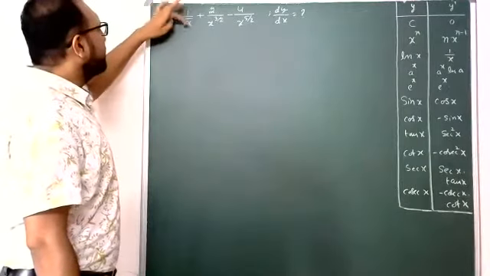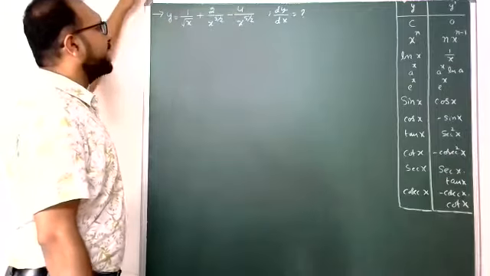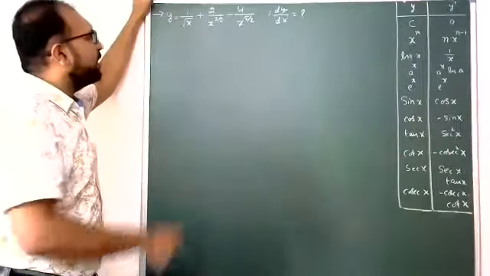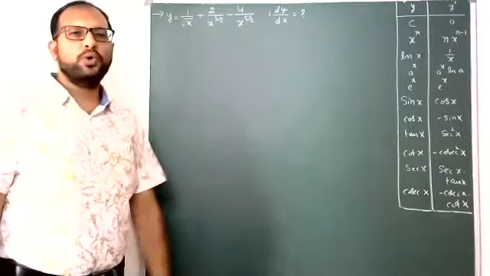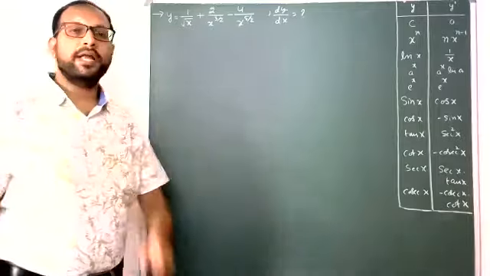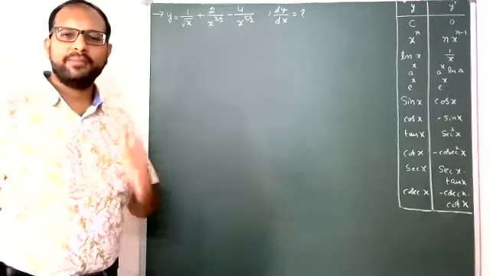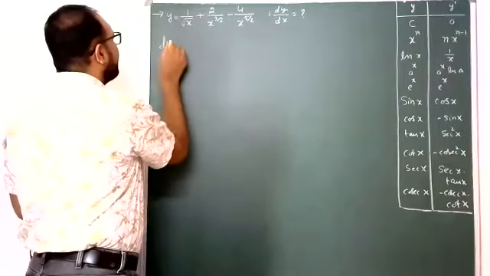Here y equal to 1 by root x plus 2 by x to the power of 3 by 2 minus 4 by x to the power of 5 by 2. Then find the derivative of that function. Yes, by seeing this plus and minus, that is rule number 2, and also one constant to one function, rule number 1. So rule number 1 and rule number 2 combined I am using here. Yes, dy by dx.